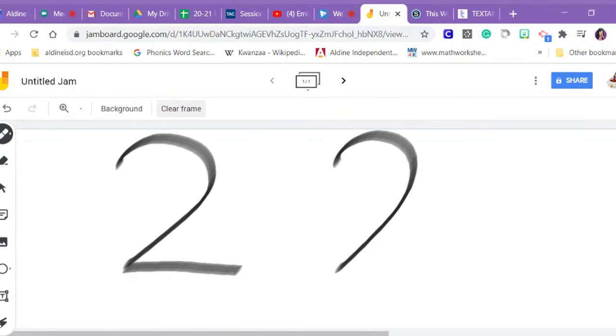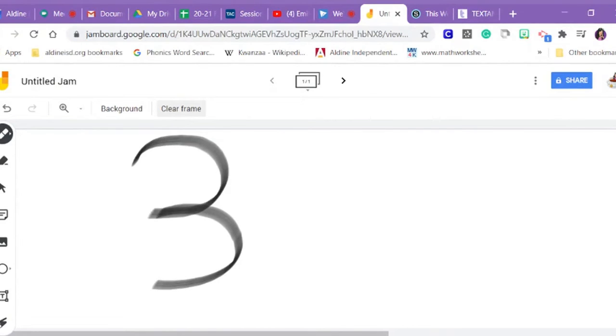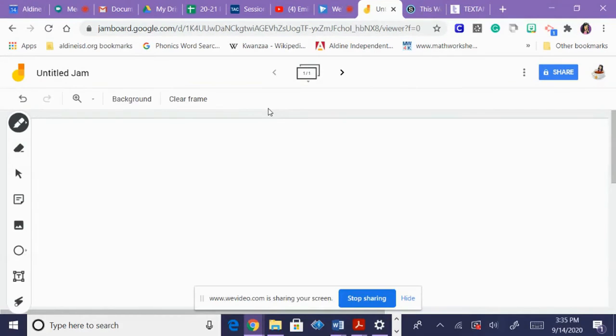Let's write number 2. Around and back on the railroad track. Choo, choo, choo, choo. Around and back on the railroad track. Choo, choo, choo, choo.